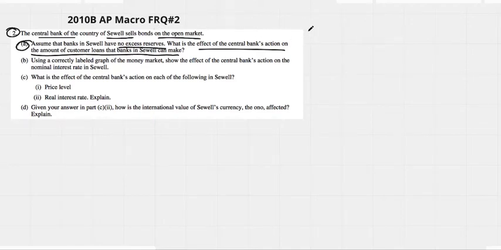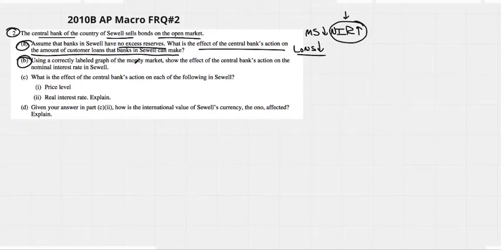So if they're selling bonds, that implies that the money supply is going down. That implies nominal interest rates have to go up. If nominal interest rates go up, it's much harder for banks to actually make loans to people because less people are going to want loans. So we could assume here that loans would decrease due to those higher interest rates.